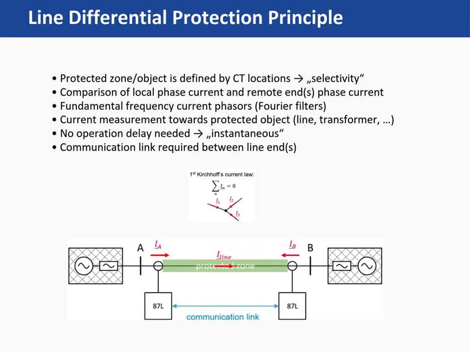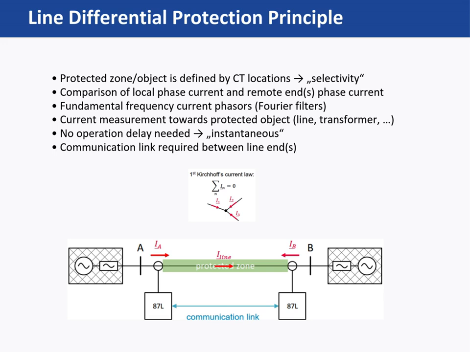Line differential protection is based on a very simple and powerful idea. What goes into a protected line must come out. The protected zone is clearly defined by the locations of the current transformers, or CTs, installed at the ends of the line. This is what gives differential protection its high selectivity.